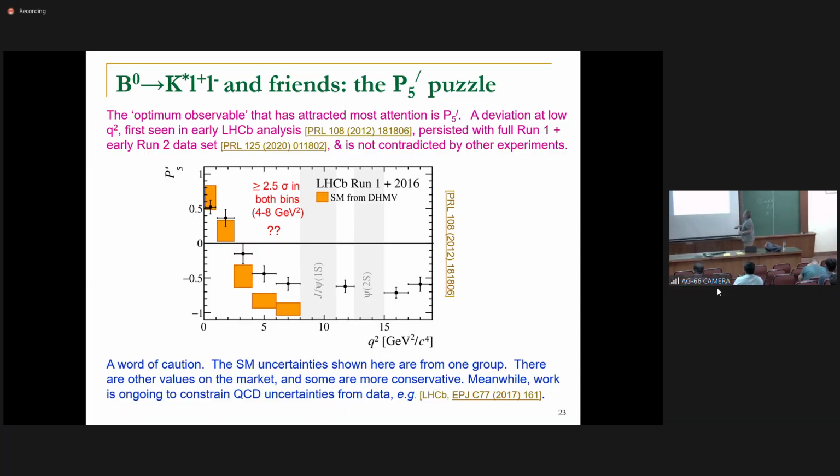You can take off the shelf predictions from many people. They are either more or less conservative with their uncertainties. I said this observable is constructed to be as robust as possible against QCD uncertainties, but it's not bulletproof. But what you see, and this is a consistent feature, is in this region, the data is high, and it's high by almost 3 sigma in both bins. So this has excited a lot of attention.